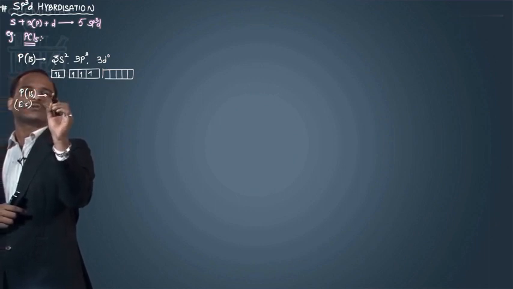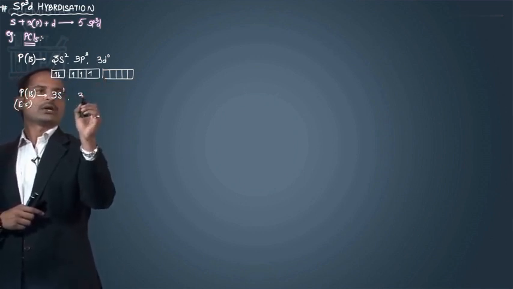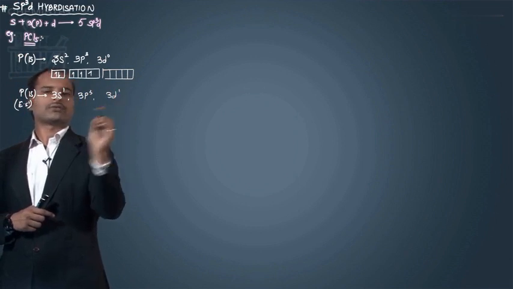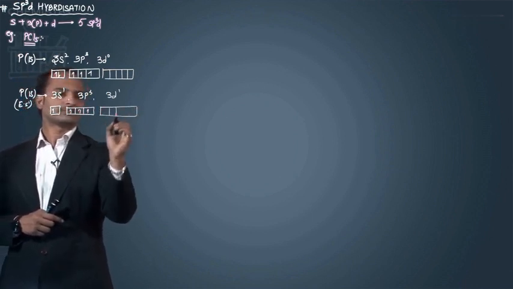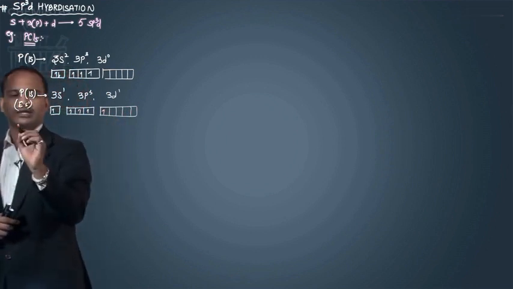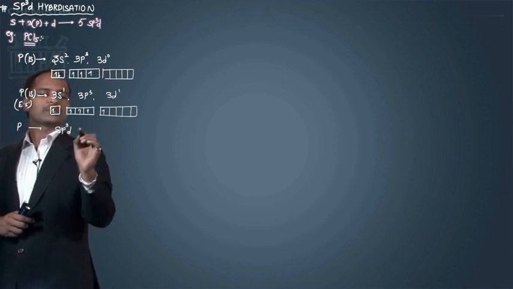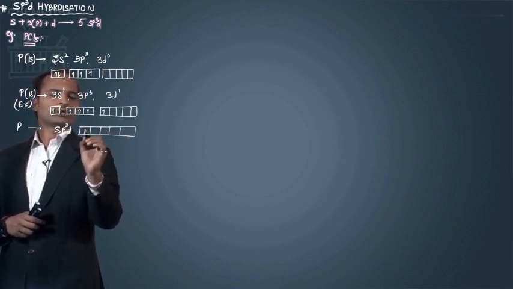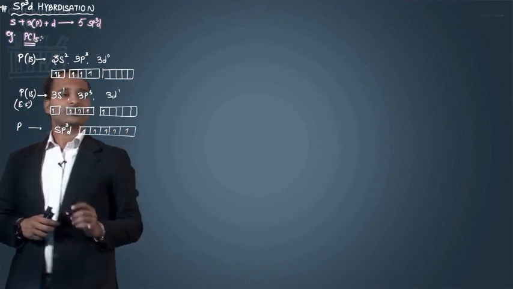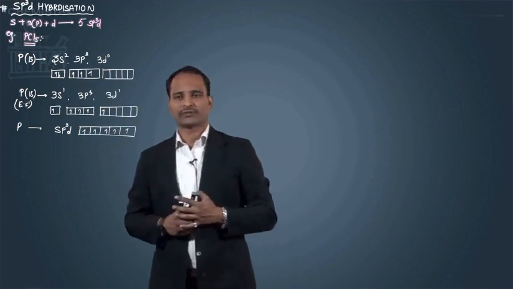Now in the excited state, what will happen? The configuration changes to 3s1, as the electron from the completely filled s orbital jumps to the empty orbital, then 3p3, and then 3d1. So 1 electron in s, 3 in p and 1 in d. Finally the phosphorus undergoes sp3d hybridization. We say it is sp3d hybridization because the 1s, 3p and 1d orbitals have the same electron distribution, so we have overall 5 hybrid orbitals in the outermost shell of phosphorus.